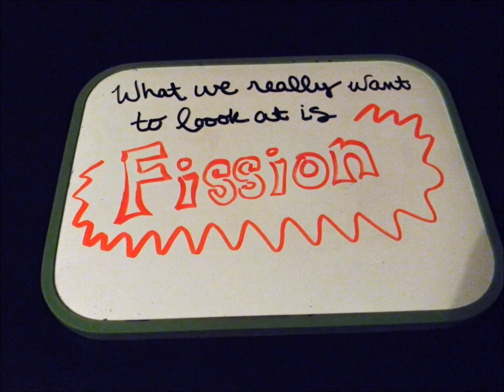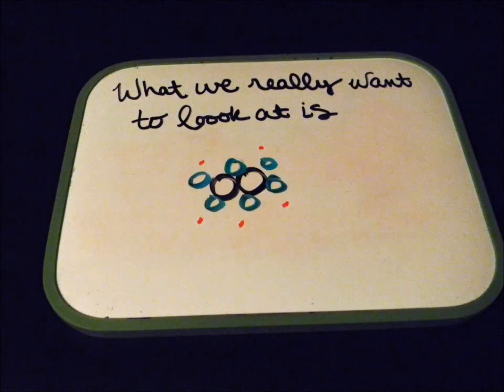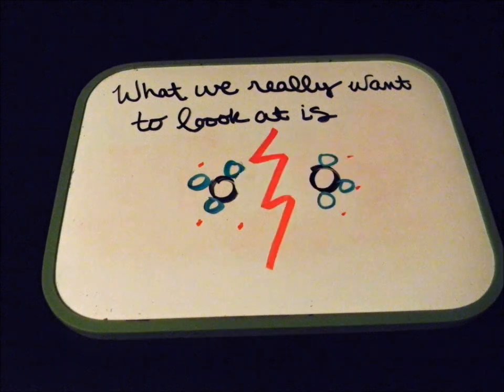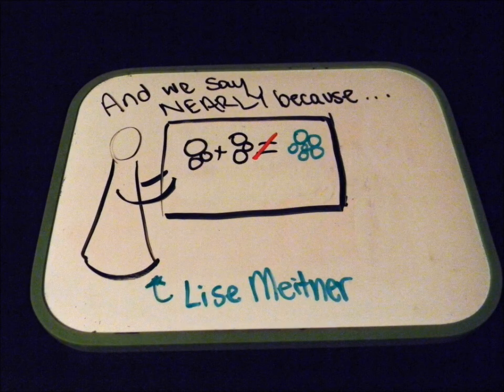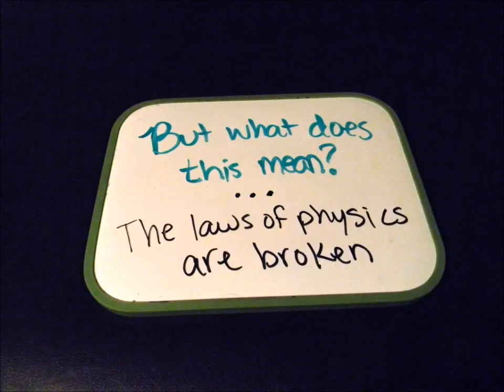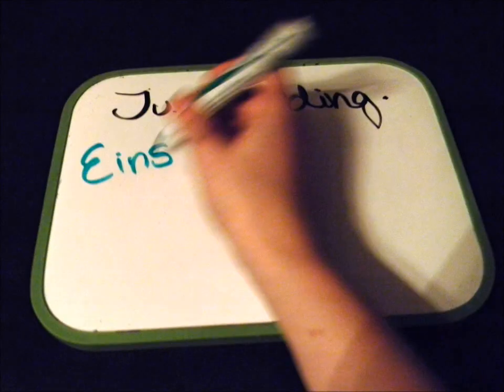The last type of radioactive decay that we really want to look at is induced fission. This is what we're most concerned with in the atomic bomb. Scientists found that they didn't have to wait for the entire half-life of uranium specifically to be up. They found that they could just shoot slow-moving neutrons at the atom in order to split the atom into 2 parts. Lise Meitner found that the 2 parts didn't quite add up to the original. So what does this mean? The laws of physics are broken?